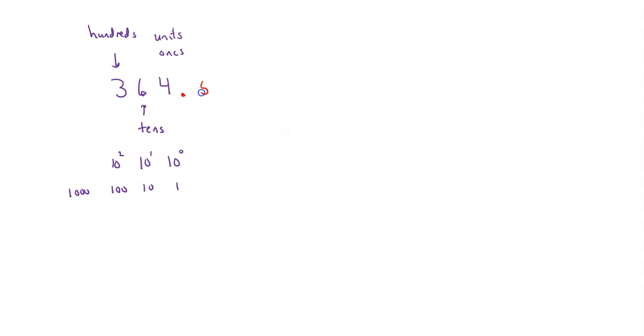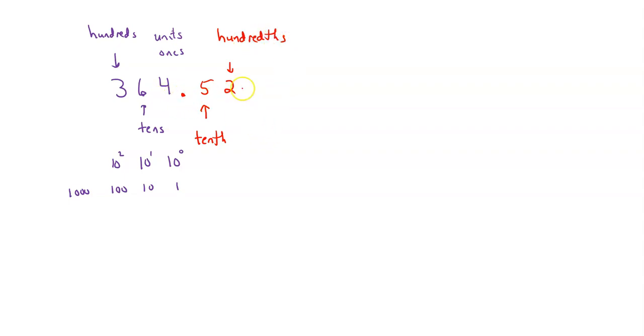But what if there was a number on the other side of the decimal point? So what if it was 364.5? Well, what do we call that? What we do is we call this first place a tenth. Okay, so 364 and 5/10. Well, what if I have 364.52? What is that? Well, that is a hundredth. Not a hundred, a hundredth.